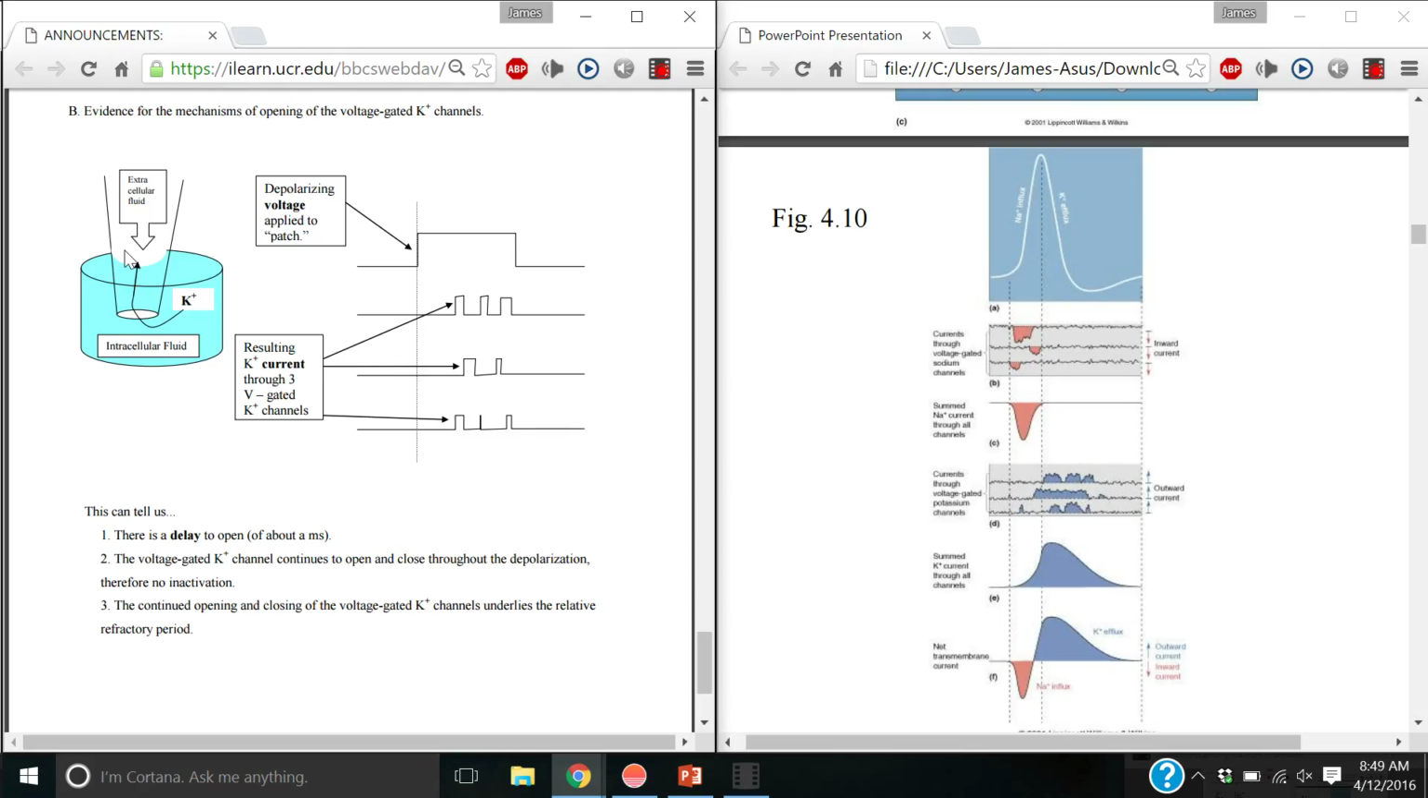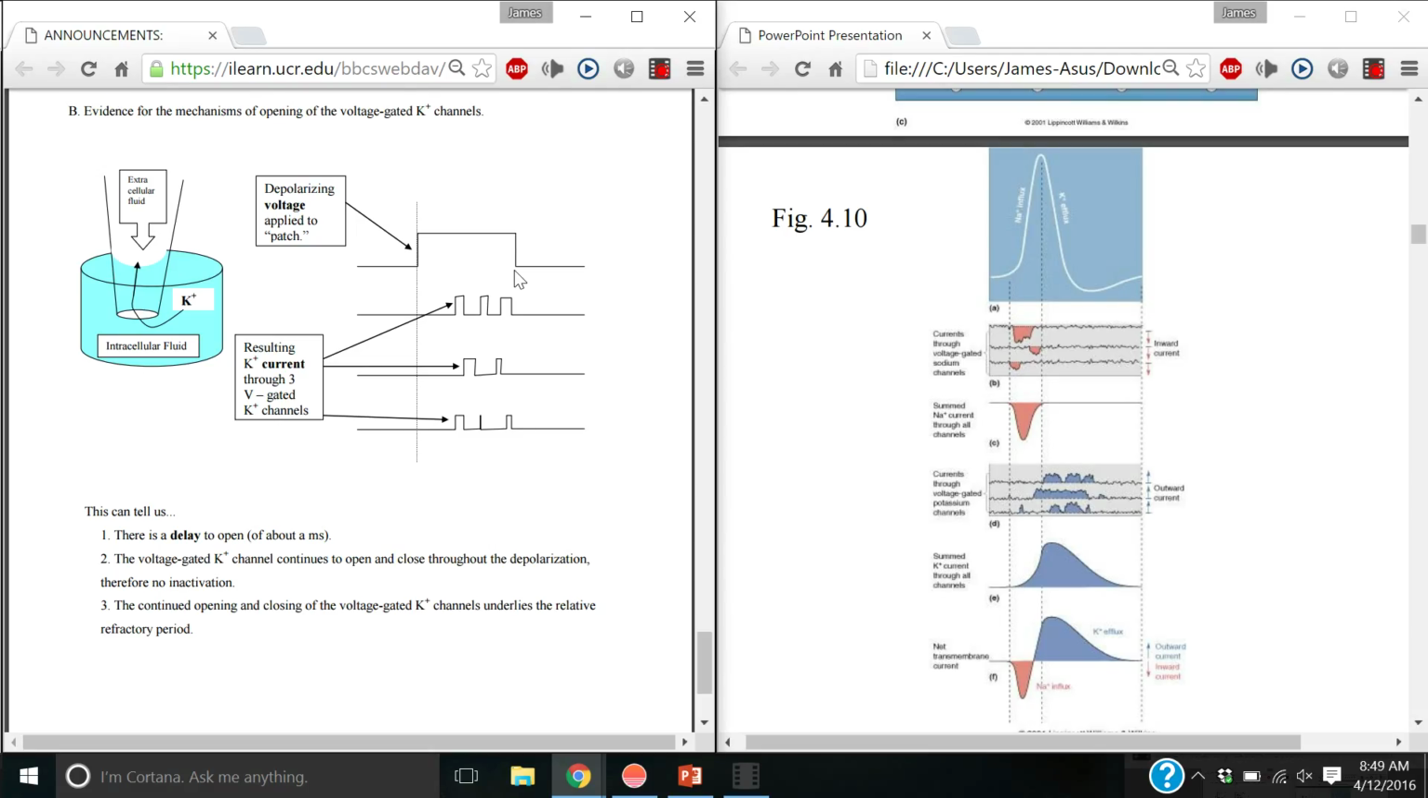And here you apply this depolarization, but what you see happen is that nothing happens initially. There's a delay, a delay of about a millisecond. Okay? And then what happens is that you get repeated openings of the voltage-gated potassium channel as long as the depolarization is maintained. So you maintain this depolarization here, and you keep on getting these square waves over and over again. So this just gives you 3 different examples of 3 different voltage-gated potassium channels.